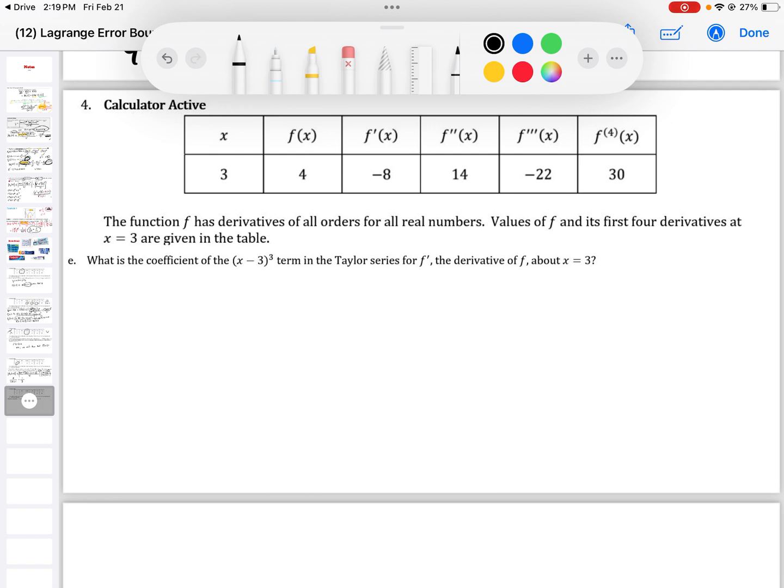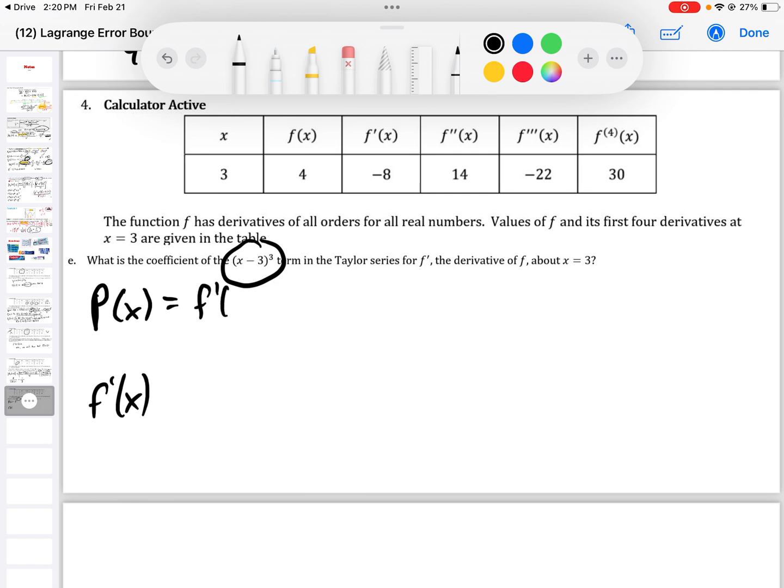All right, last one. What is the coefficient of the x minus 3 cubed term in the Taylor series for f prime, where f prime is the derivative of f, around x equals 3? So for the coefficient, I'm just going to say p of x. So the Taylor polynomial, I'm not going to write what degree it is. I'm just going to do it until I see this. But this is a Taylor polynomial for f prime.